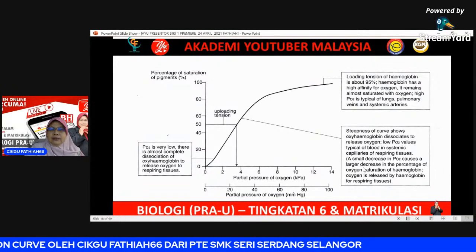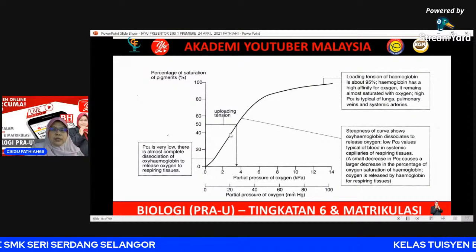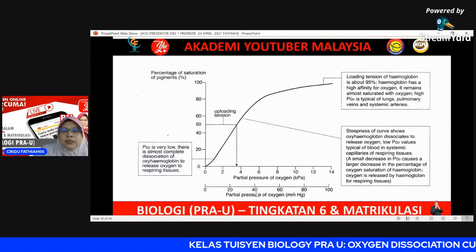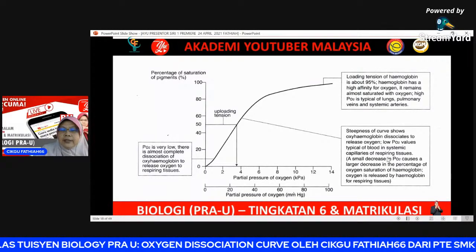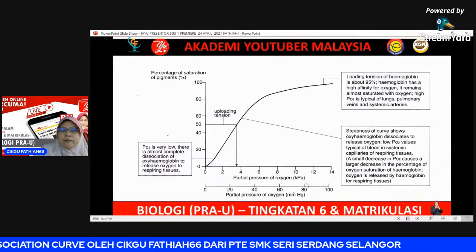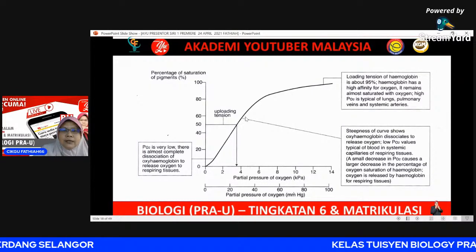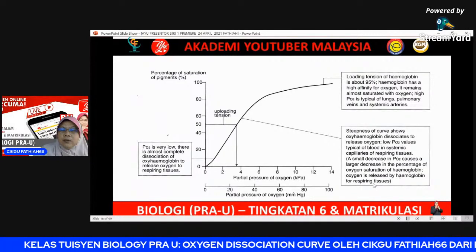So what happens here? At unloading tension, oxyhemoglobin will release or dissociate to form hemoglobin and oxygen. So oxygen will diffuse or be transported to the cells that need oxygen, the respiring tissue, for aerobic respiration. A small decrease of partial pressure here results in a small decrease in percentage of oxygen saturation of hemoglobin. Oxygen is released by hemoglobin for respiring tissue.